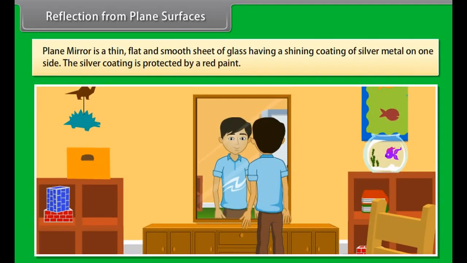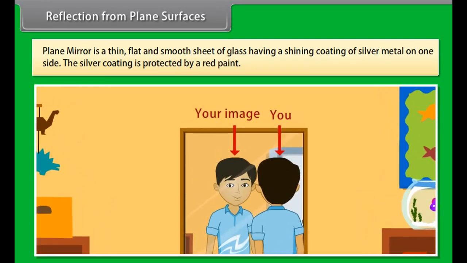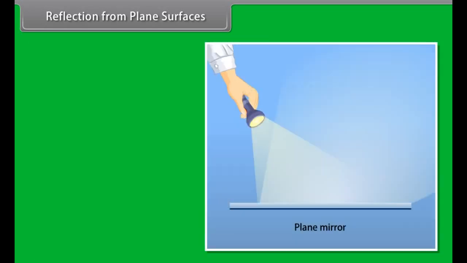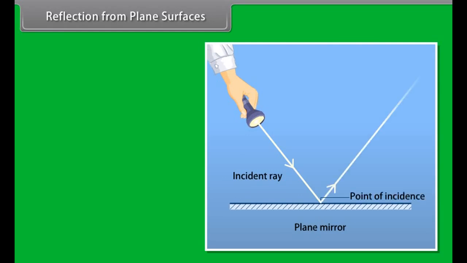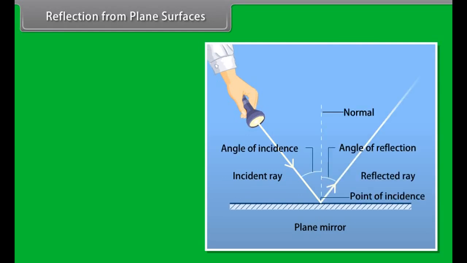Plane mirror is a thin, flat, and smooth sheet of glass having a shining coating of silver metal on one side. The silver coating is protected by a red paint. Meanings of important terms are as follows to understand the figure.